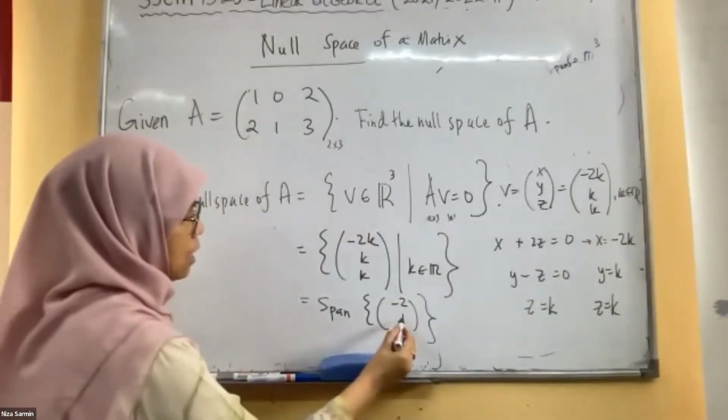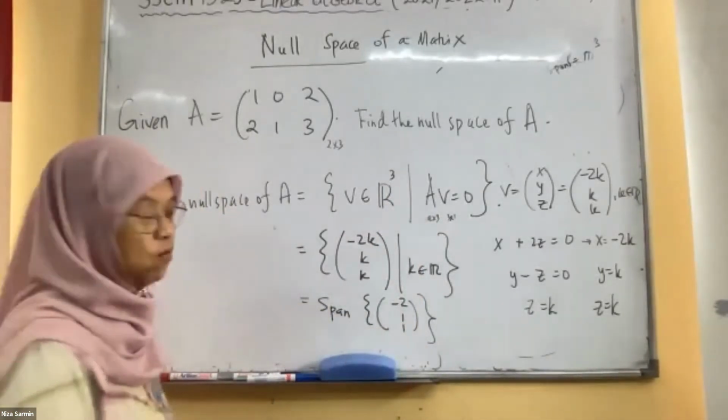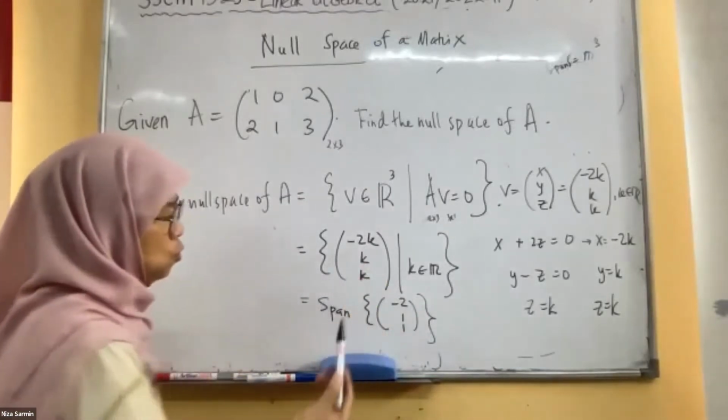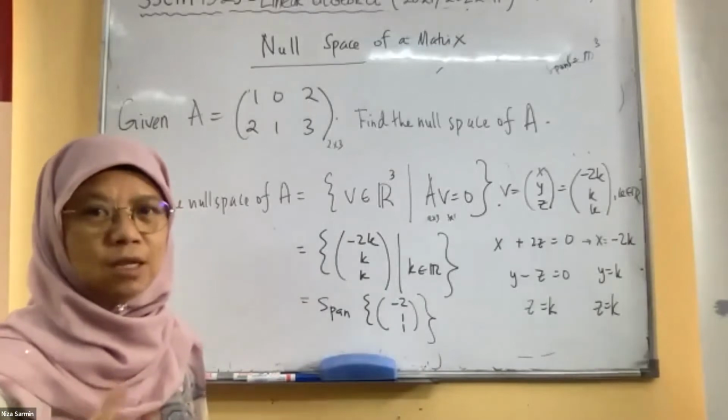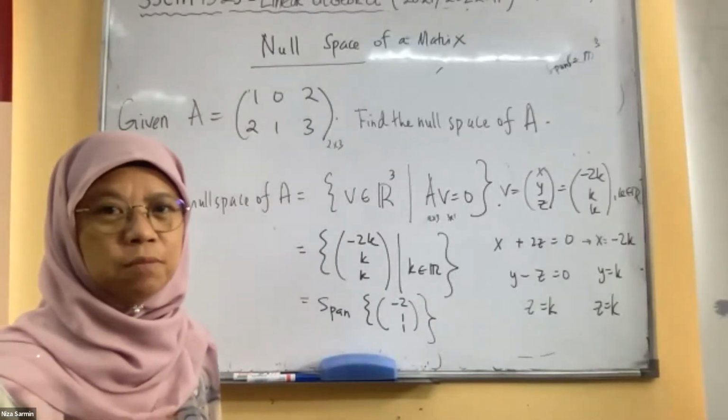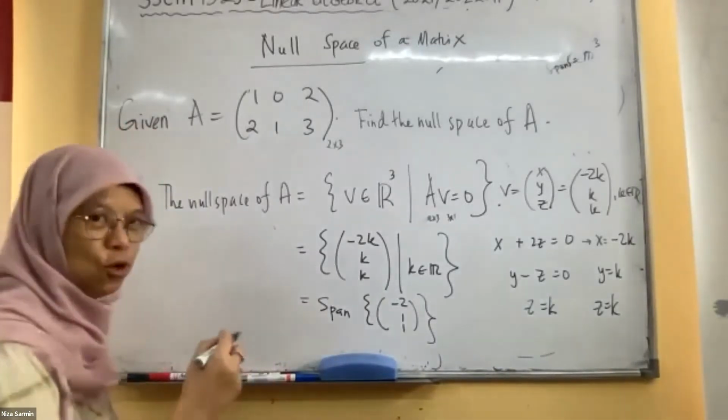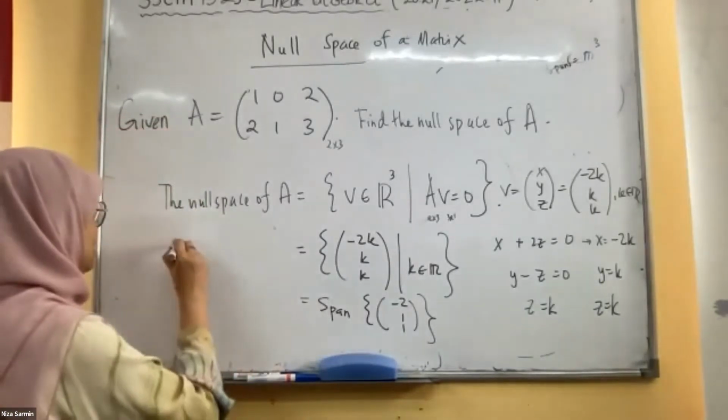How do I get this? I let k equal 1. If k equals 1, I get negative 2, 1, 1. So there is only one vector in the basis of the null space. The question might be, later on in chapter 4, they ask you the nullity.